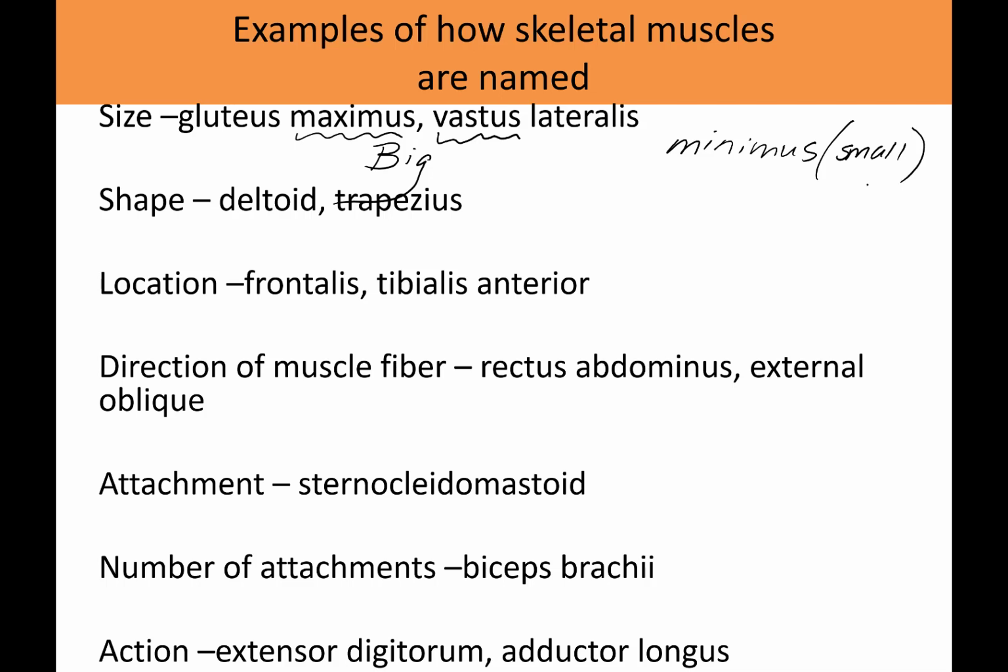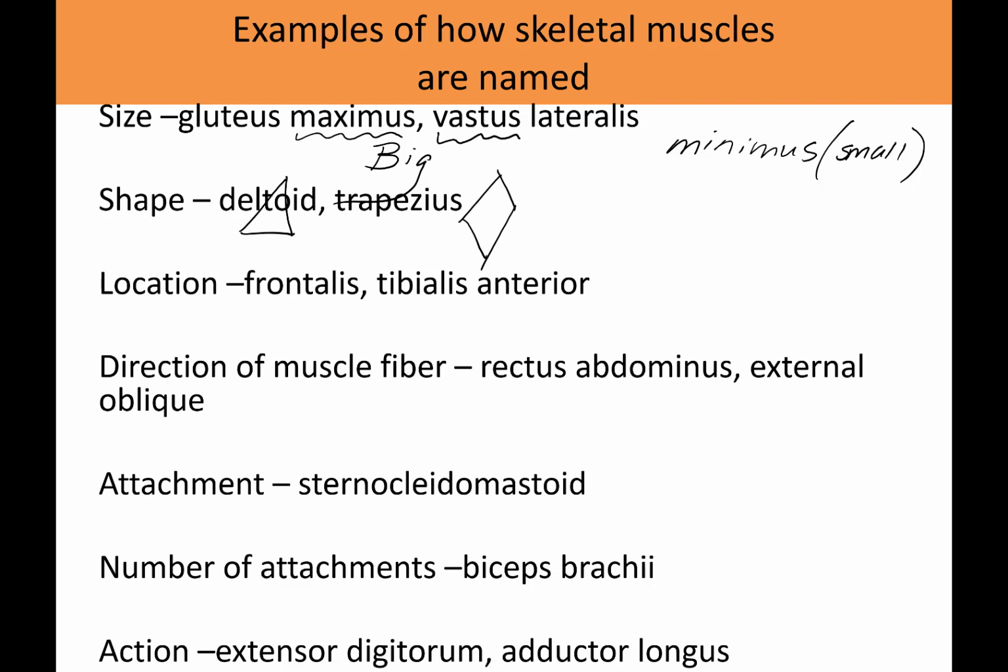Or if you think back to high school geometry, sometimes the muscles are named by a shape. So a deltoid is a triangle. Okay, so that's your shoulder muscle. Your trapezius goes down your back, kind of looks like a kite, and that's a trapezium or trapezoid shape.